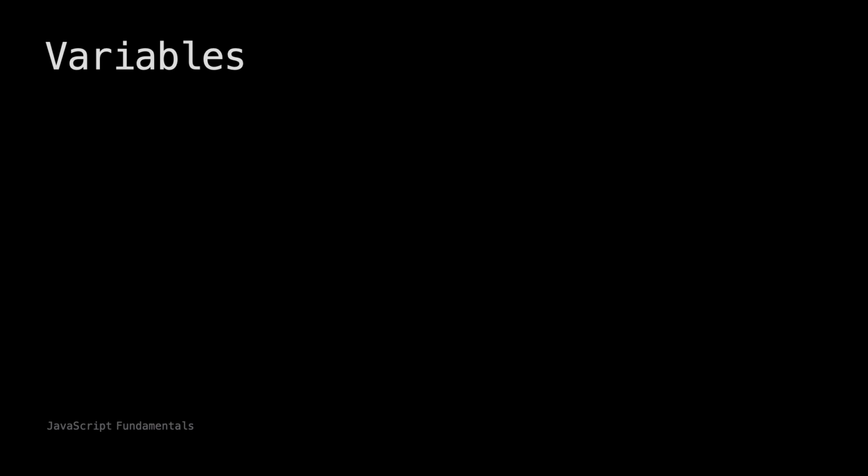Variables in JavaScript. A variable is the name given to a memory location in your machine. It is the basic unit of storage in a program. So variables in JavaScript are containers used for storing data.